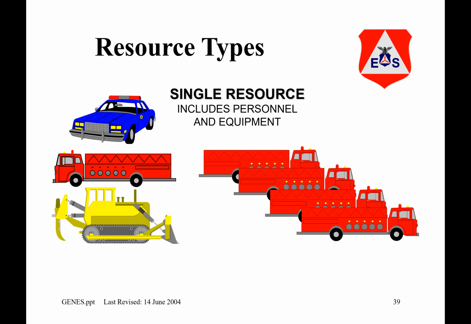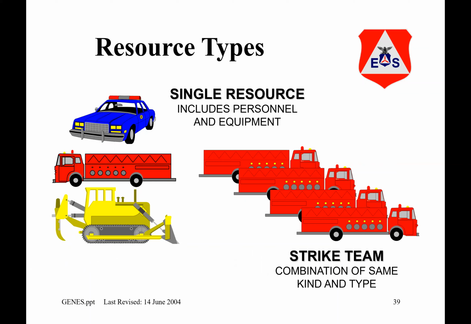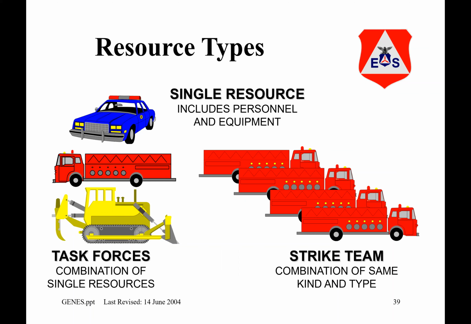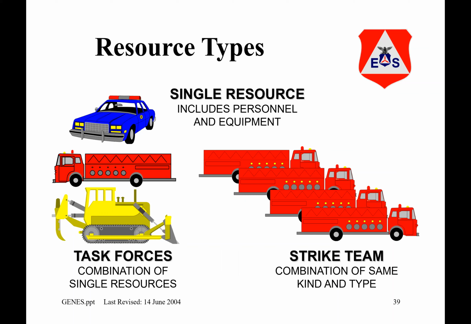Resource types. A single resource includes personnel and equipment. So you see the fire trucks, the bulldozer, and the police car. A strike team is a combination of the same kind and type. Let me back up. Single resource is the police car. A task force combines. And a strike team is a whole bunch of the same. When Katrina hit, the local EMS company, AMR, put together a huge strike team, 40 or 50 ambulances convoyed across the country to assist with Katrina.